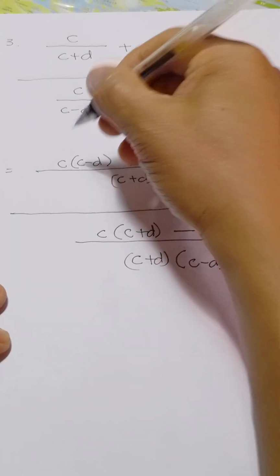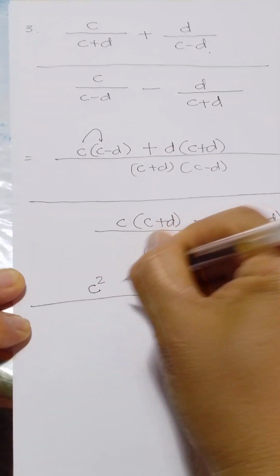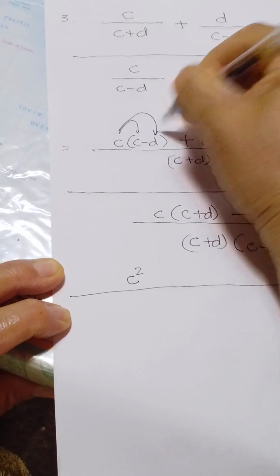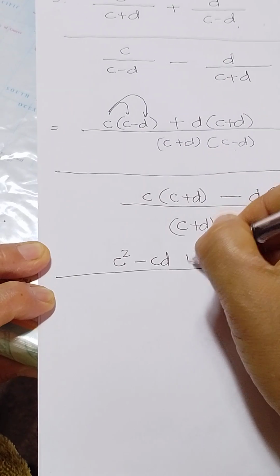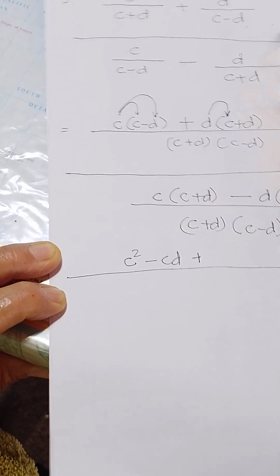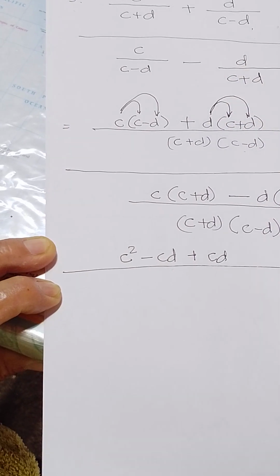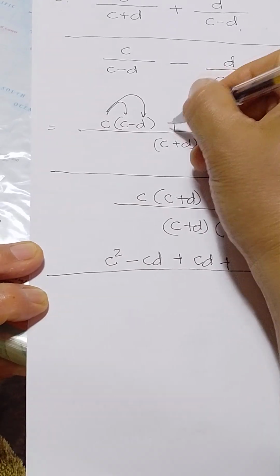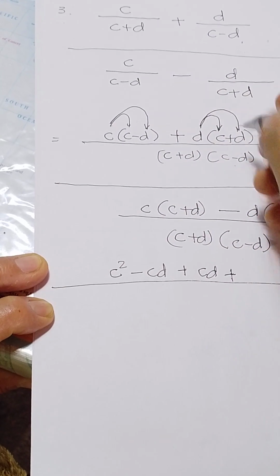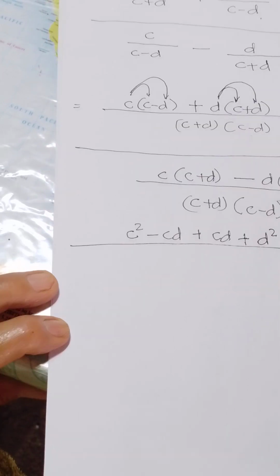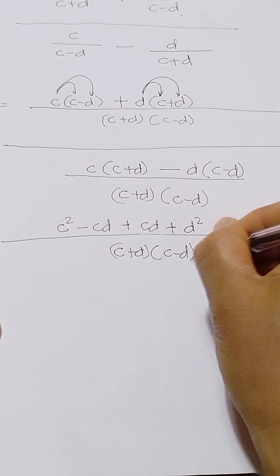Now next is I have to distribute this one in the numerator. So I have c squared. Next is c times d, so minus cd. Then I have to copy the operation plus. Then d times c is equal to cd. And then distribute again to the next. d times d, plus times plus will be positive. So this will be d squared. And then I have to copy the LCD, which is c plus d and c minus d.